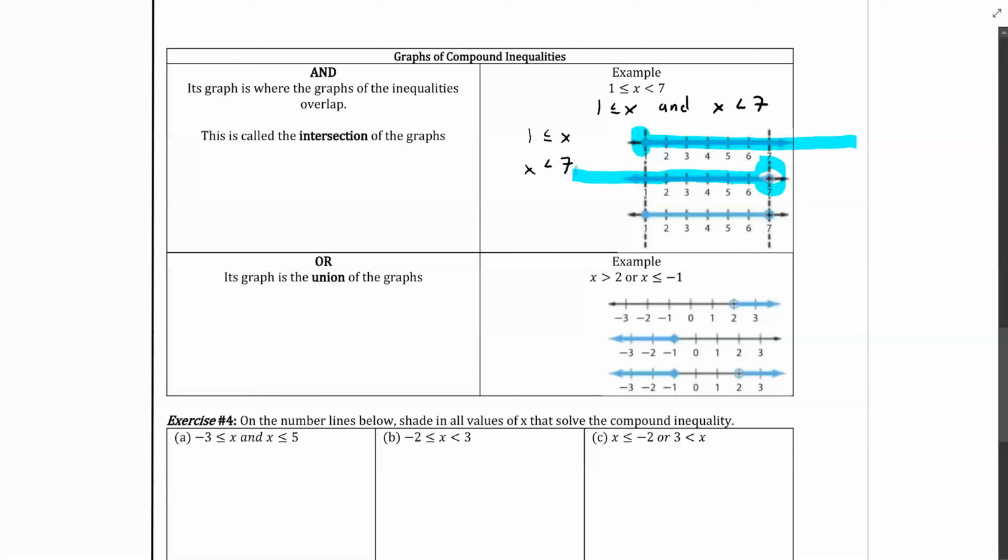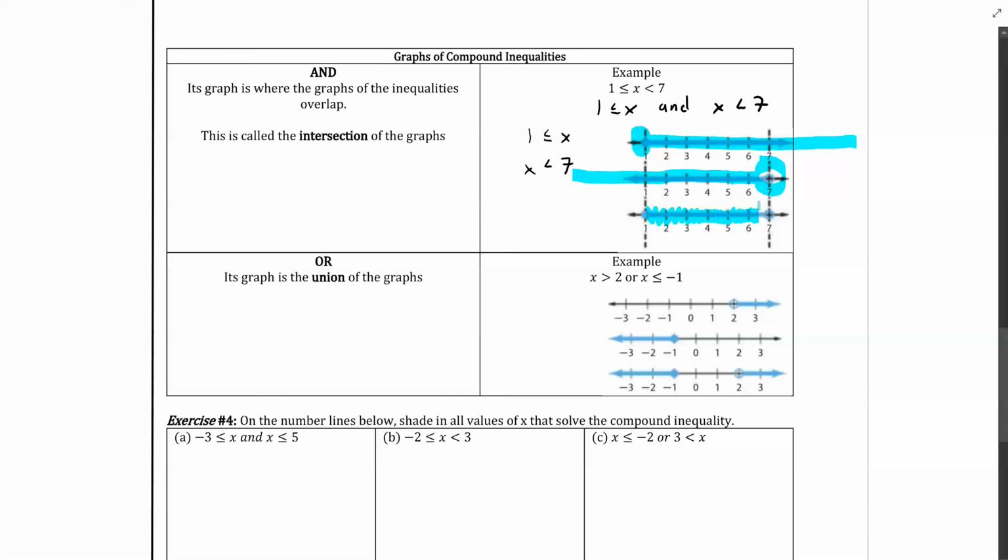So right now, the only thing I have is the graph of 1 less than or equal to x, and the graph of x is less than 7. The graph for the compound inequality is going to be where these two graphs overlap each other if you were to put them on top of each other. So what will end up happening is, notice that this section over here, if you put the graphs on top of each other, they won't overlap. Over here to the right, if you put the graphs on top of each other, they won't overlap. The only parts that will overlap is this middle section right here.